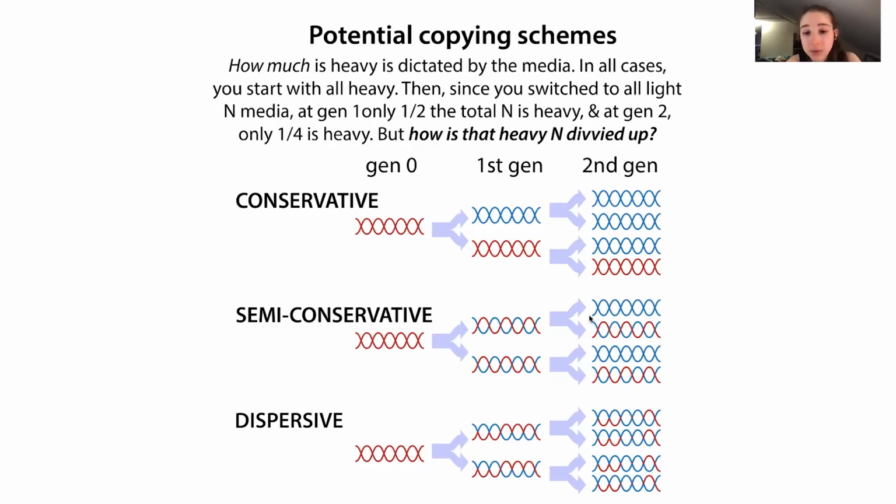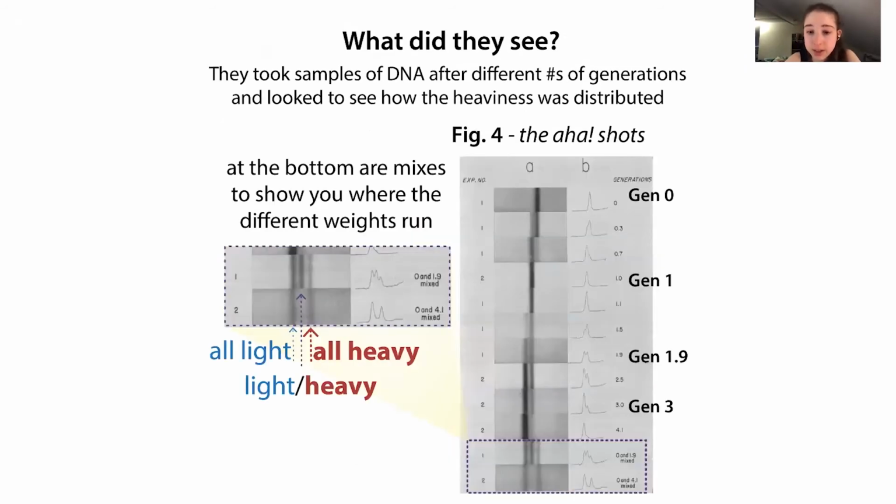You can see that you would not be able to distinguish between semi-conservative and distributive at this first generation, because at this first generation, both of these would have, in each duplex, half heavy, half light, except in distributive, it would be kind of broken up between the strands, whereas in semi-conservative, you would have one heavy strand and one light strand. And so in order to differentiate between these two models, they'll have to go to the second generation. So that was what we would expect, and what did they actually see?